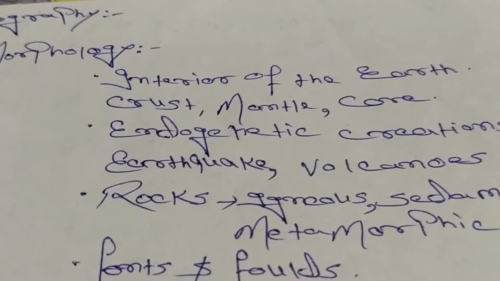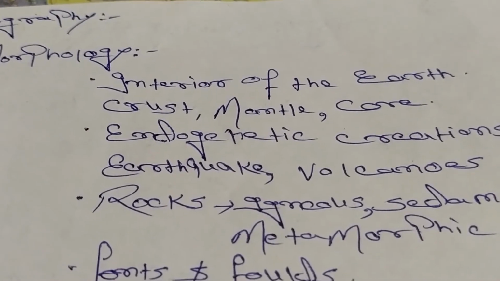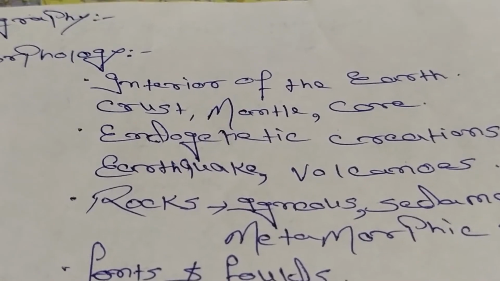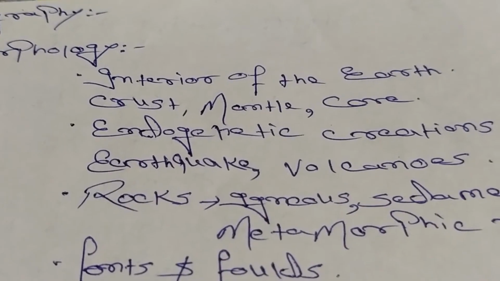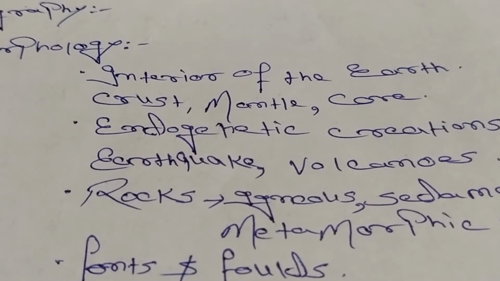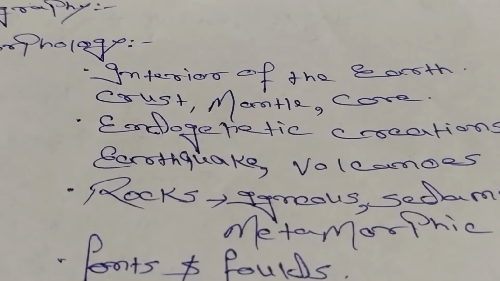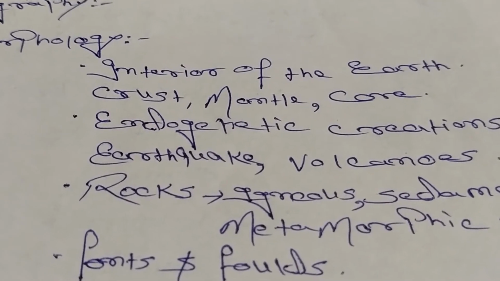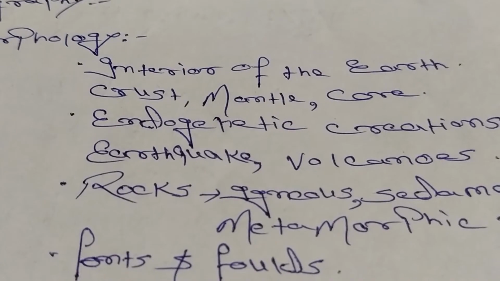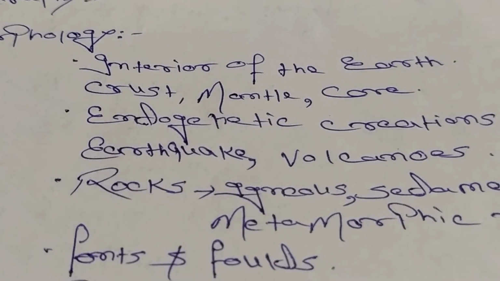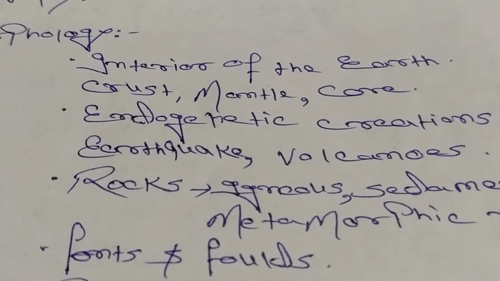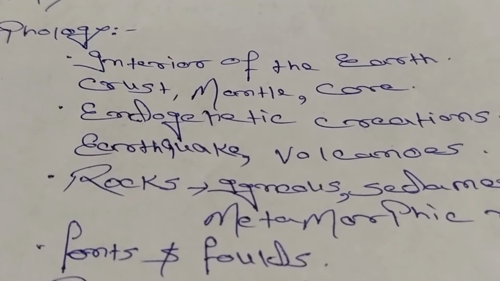As we all know, three layers of the earth are found, that is crust, mantle, and core. Crust is the uppermost part of the earth and is made of silicon and aluminum. Mantle is the middle layer of the earth and is made of silicon and magnesium, and core is the inner layer of the earth and is made of nickel and ferrum.